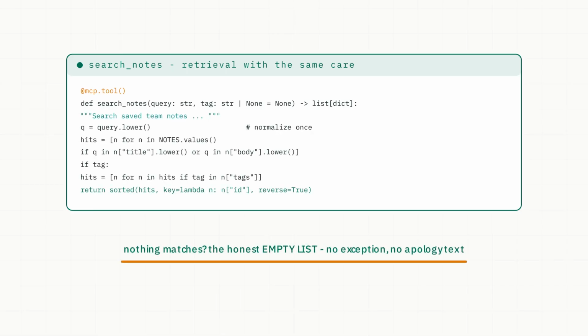Lowercase the query once, match against title and body. Apply the tag filter only when a tag was given. That's what the optional parameter is for. Sort newest first, because recent notes answer most questions.